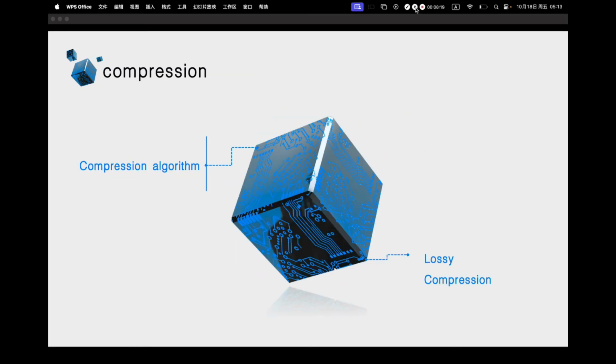And here we have our compression topic. So I'll be explaining compression algorithms and lossy compression.